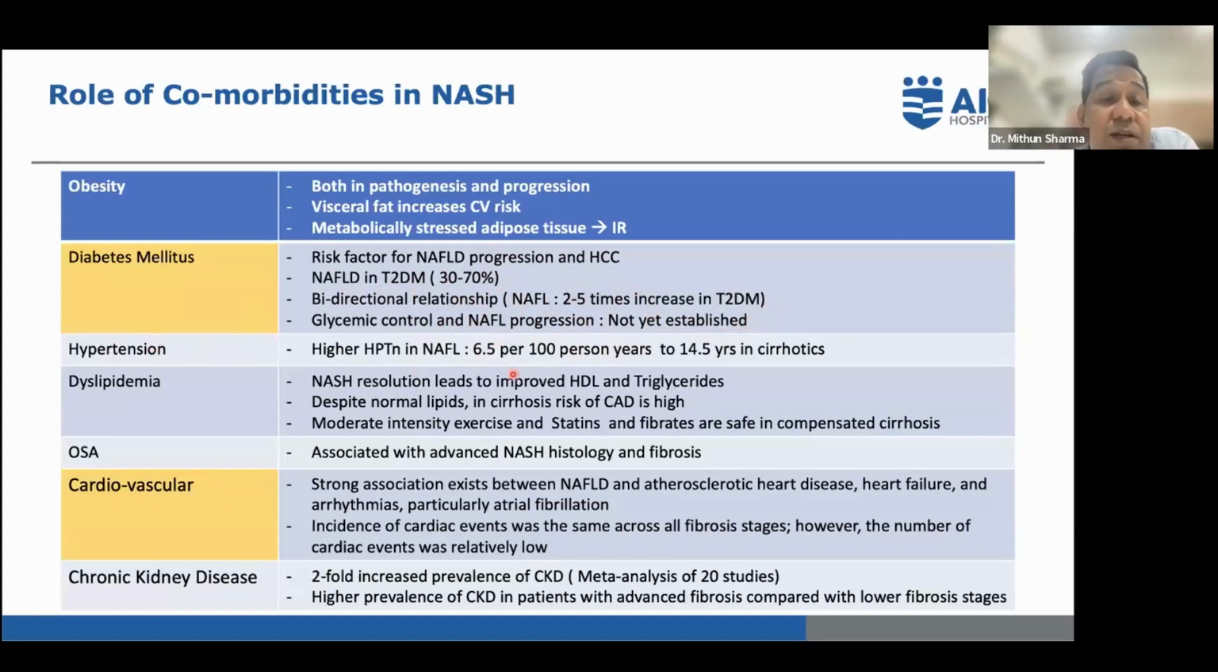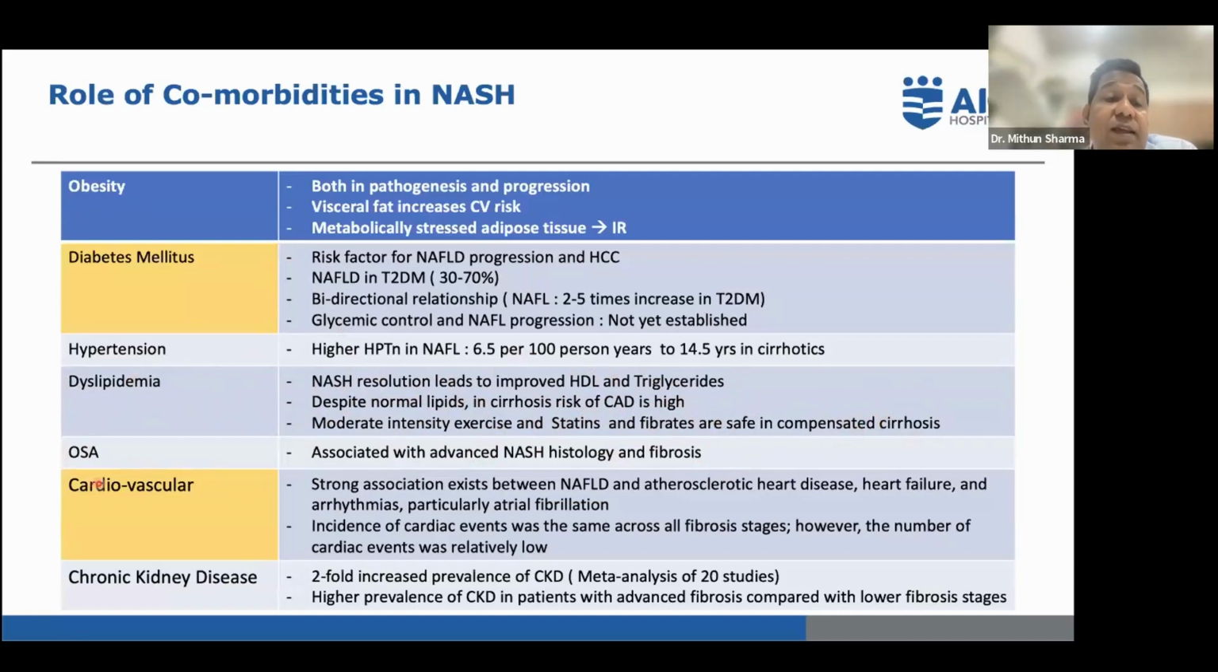Coming to hypertension, significantly more hypertension is seen in patients with NAFL, which increases in patients with NASH-related cirrhosis. These patients will have dyslipidemia. It is seen that if a patient has NASH resolution, which is usually coupled with loss of weight and exercise, they have improved HDL and triglyceride levels. However, we should keep in mind that patients of NASH who develop cirrhosis still have a high risk of coronary artery disease. Moderate intensity exercise, statins, and fibrates are safe in patients with NAFL and patients with compensated cirrhosis.